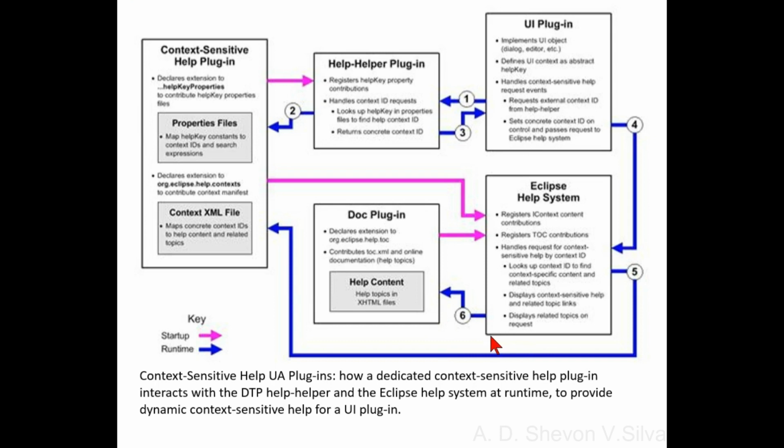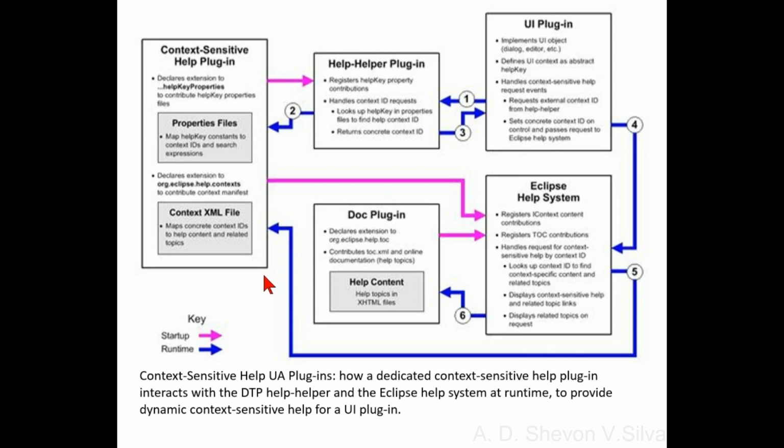Eclipse context XML files extension. Each plugin that contributes an Eclipse context XML file must declare an extension to org.eclipse.help.context in its plugin manifest plugin.xml file. Help key properties files extension. Each plugin that contributes help key properties files must declare an extension to org.eclipse.datatools.help key properties in its plugin manifest plugin.xml.